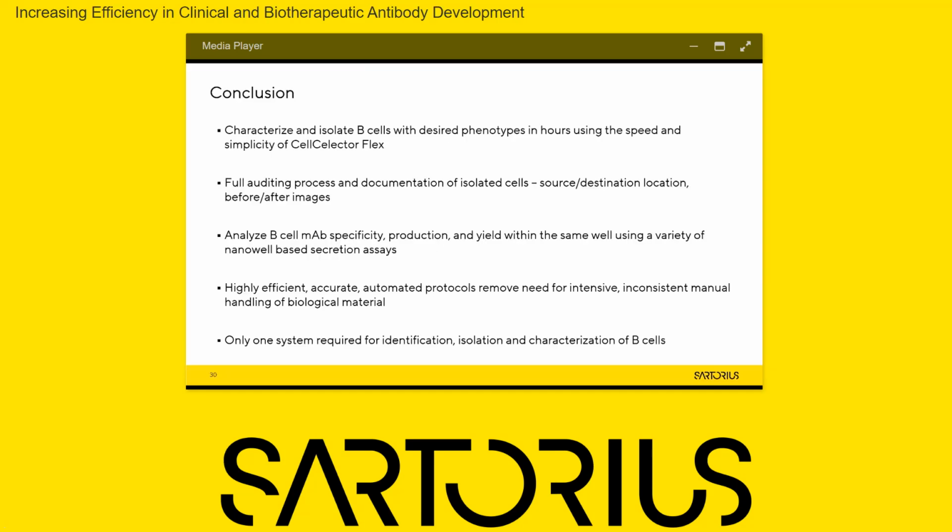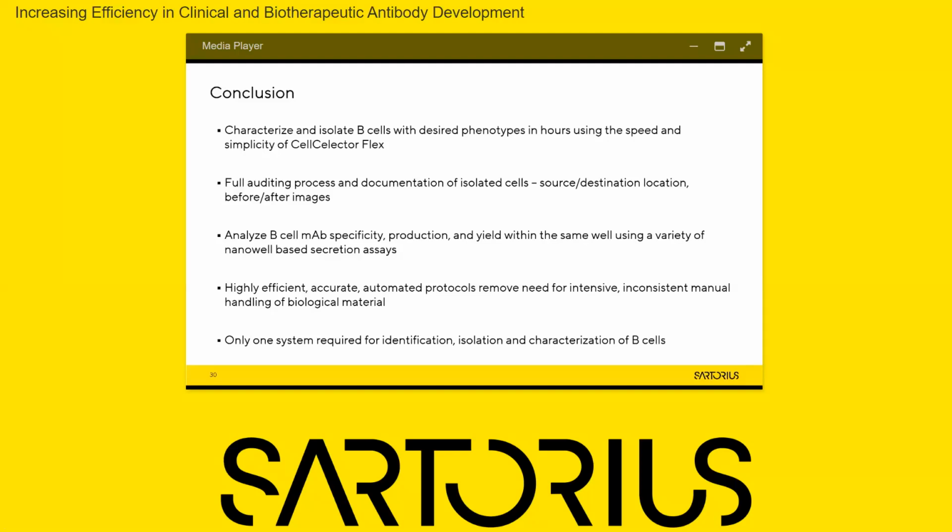So to conclude, based on what we've learnt today, we're able to use the CellCelector Flex to characterize and isolate B cells with desired phenotypes in hours, with the speed and simplicity that the CellCelector Flex provides, as opposed to days or even weeks with manual or conventional methods of B cell characterization and isolation. The CellCelector Flex also has a full auditing process and documentation of your isolated cells, so you can get the source and destination location, and it will also provide before and after images so you can track your cells throughout the workflow, see where they've come from and where they end up.